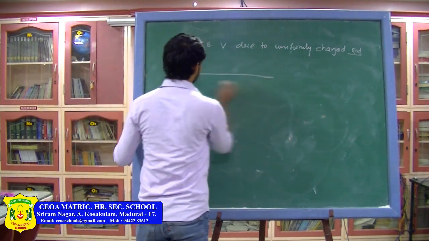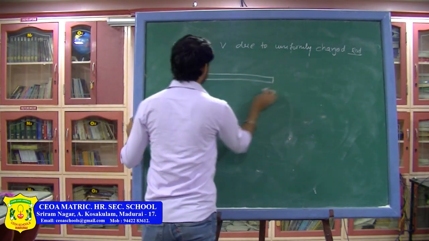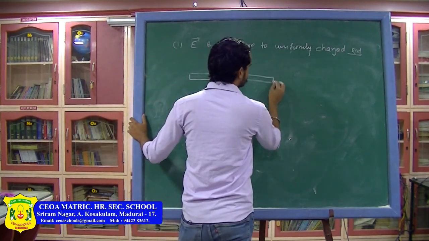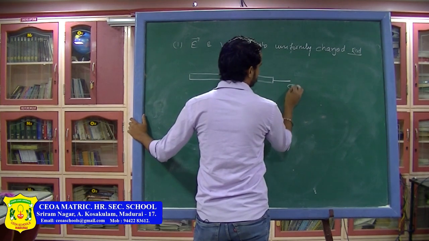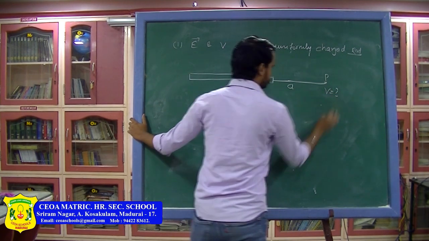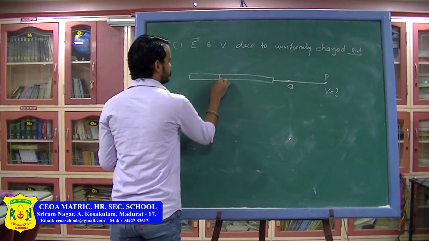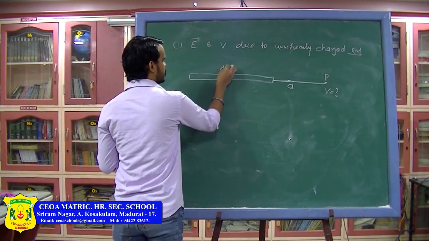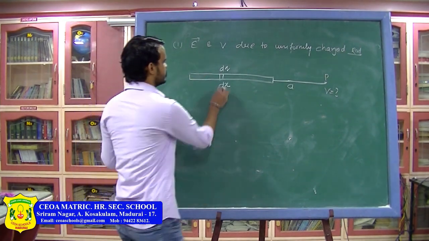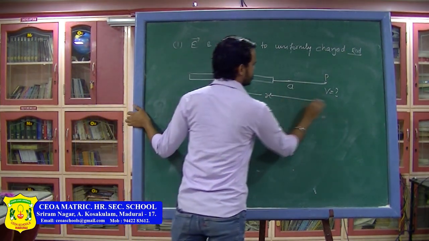So you have a rod, length of the rod is L, charge on the rod is Q. At a distance A, there is a point P. You want to find the potential here now. Again I am going to divide this into very small charges. I can assume this is dq, length is dx. For this point charge, the distance between this point charge and point P is x.